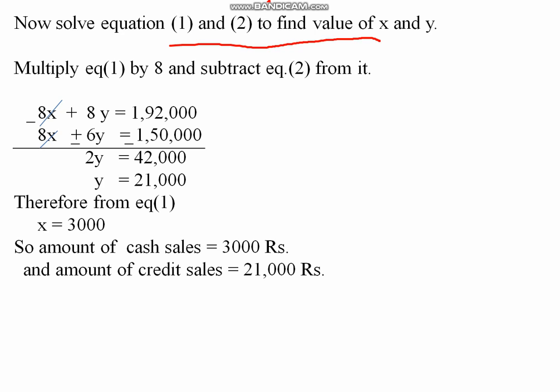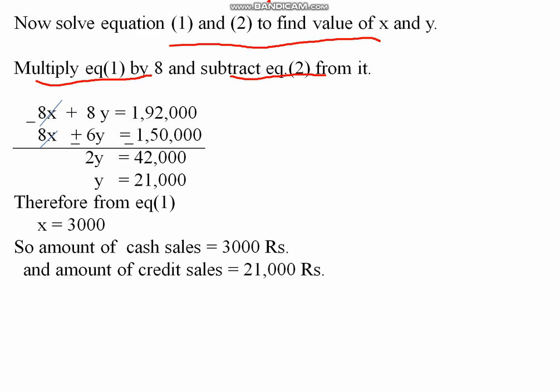The first equation is x plus y is equal to 24,000 and the second equation is 8x plus 6y is equal to 1,50,000. These are two simultaneous linear equations, so make the coefficient of x or the coefficient of y equal in both equations. So multiply equation 1 by 8 and subtract equation 2 from it.